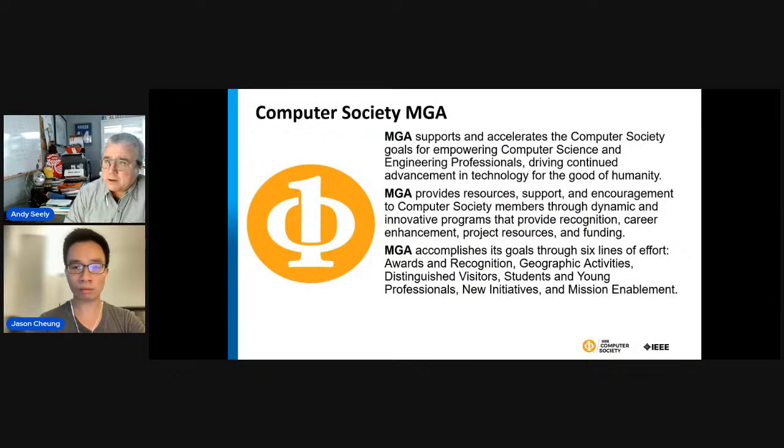In MGA, this is what we do. We take the Computer Society's top level goals to empower computing professionals, and we drive that for the good of humanity. That's actually the tagline for the greater IEEE, advancing technology for the good of humanity. It's a lofty thing to say, but it's also a powerful thing to say.